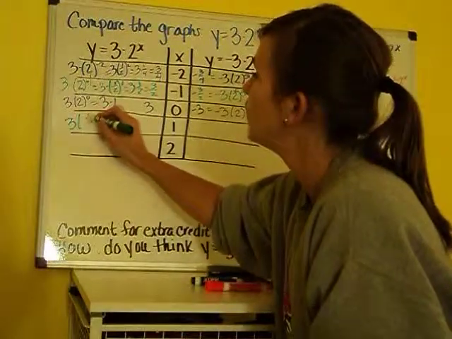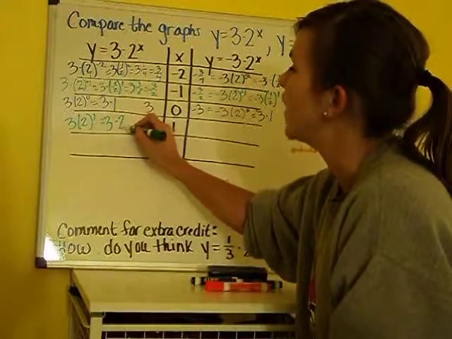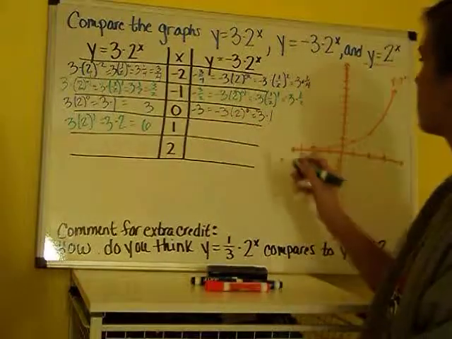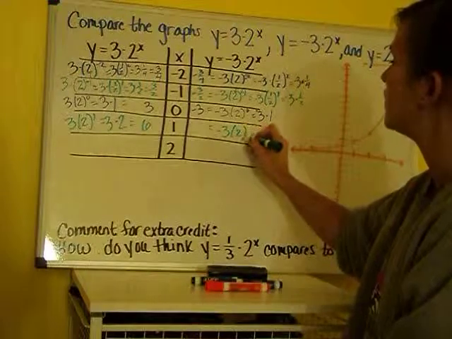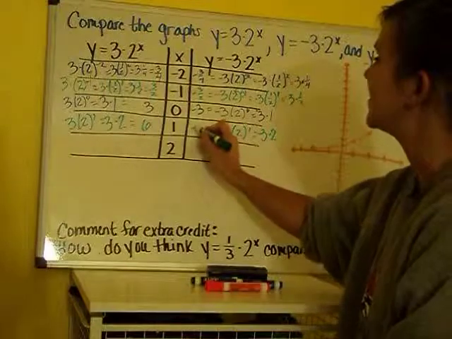3, we put in 1 for x. 2 to the first power is in fact 2, which gives us 6. Should be an equal sign here. And here we have negative 3 times 2 to the 1, which is negative 3 times 2, which is negative 6.